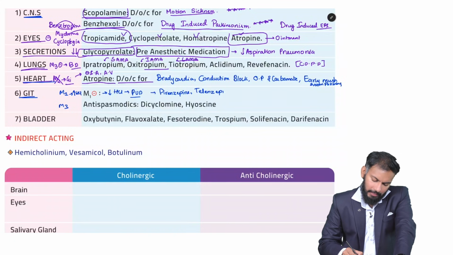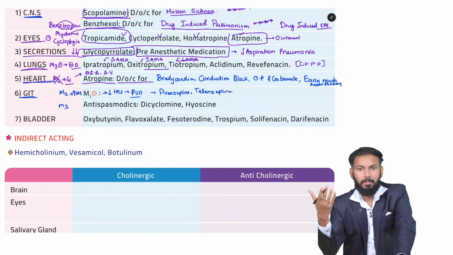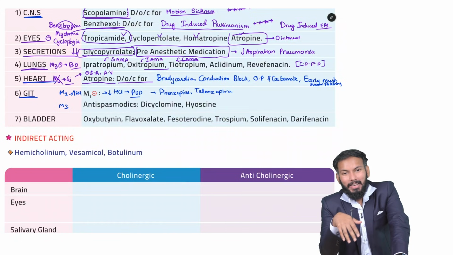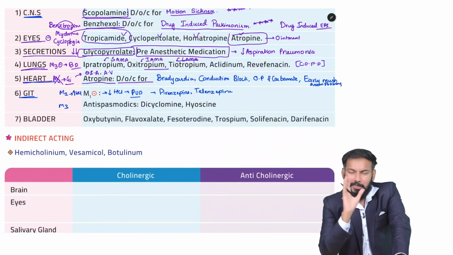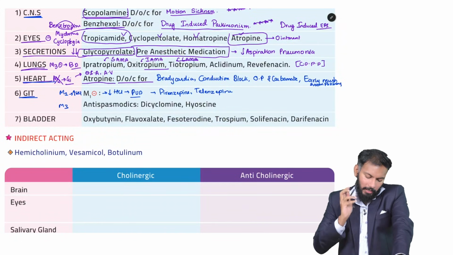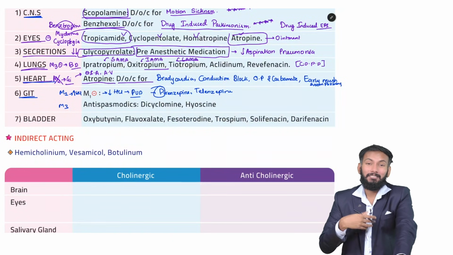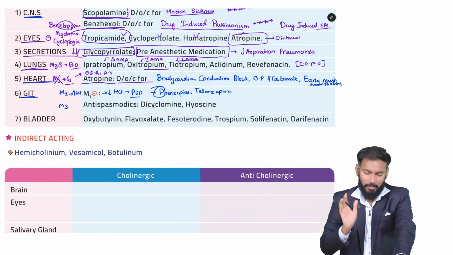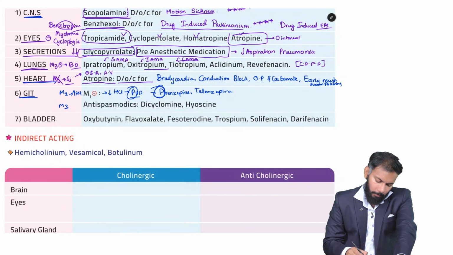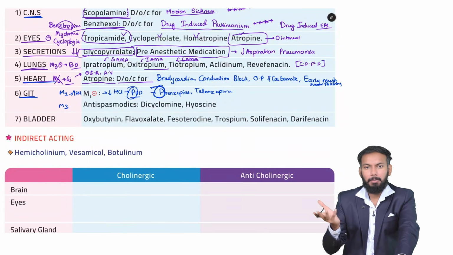Have you ever heard these names or seen these tablets? No. Why? Because in peptic ulcer disease, we usually take PPIs. These are the drug of choice. But in one INI-CET exam, they have asked what is the M1 blocker that is used in peptic ulcer disease. At least try to remember P for peptic ulcer disease, you use pirenzepine.